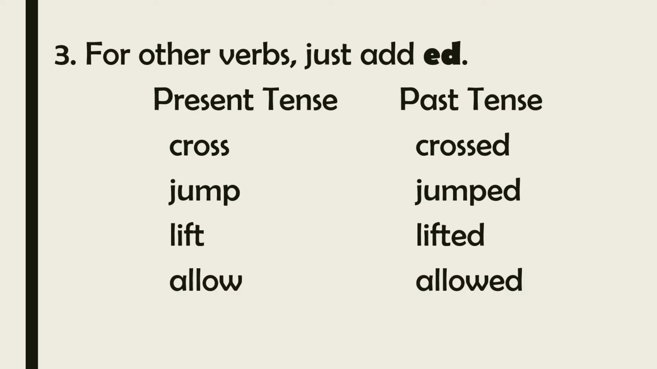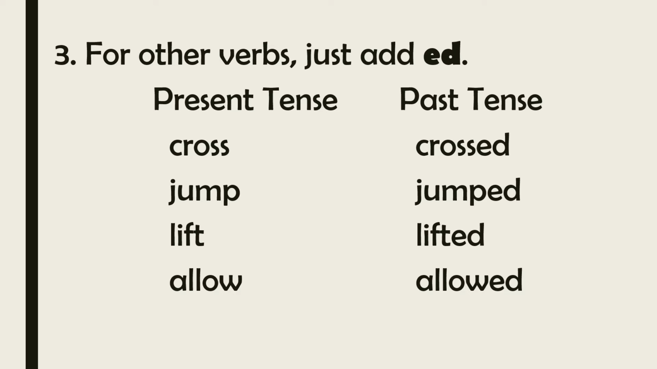So for other verbs, just add ed. For example, in the present tense, the verbs are cross, jump, lift, and allow. In transforming these verbs, you just add ed. So cross becomes crossed, jump becomes jumped, lift becomes lifted, allow becomes allowed.